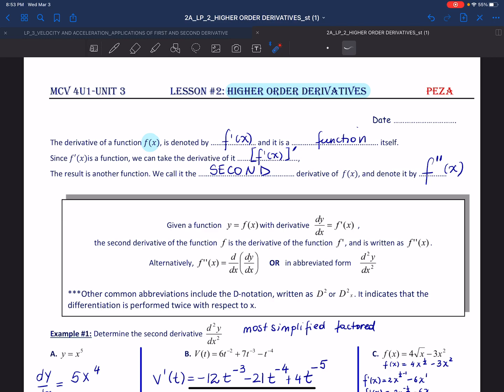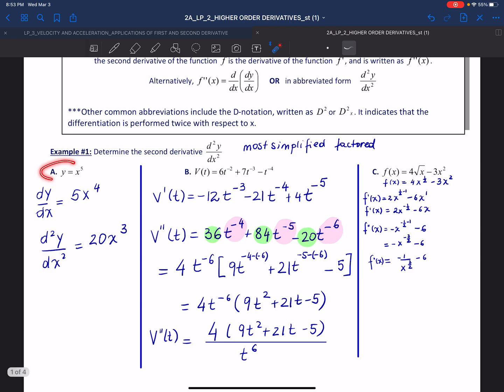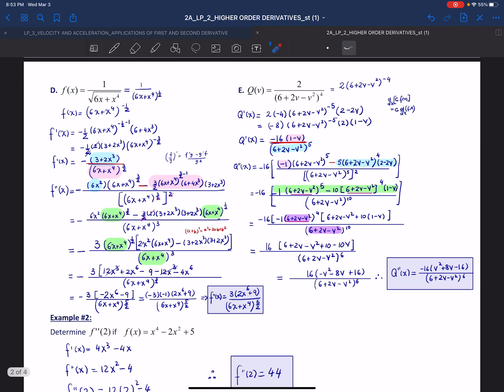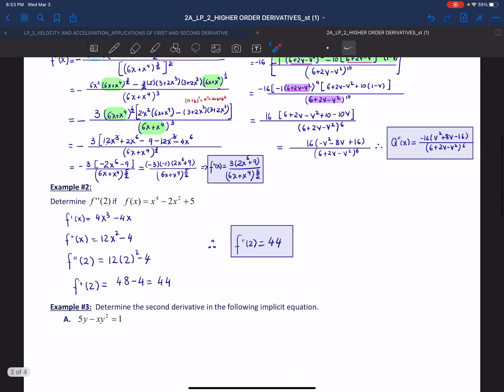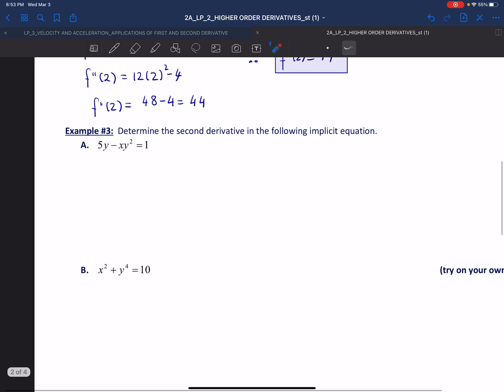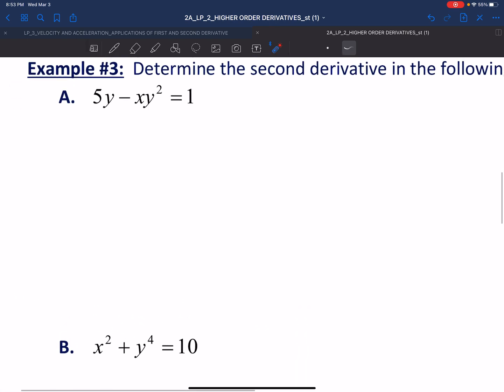Hello and welcome back to the third part of the higher order derivatives lesson. So far we practiced how to find the second derivative in functions where we had to apply the power rule. And then we looked at some functions where we had to apply both the product and quotient rule as well as the power rule always. And now we are going to practice how to find the second derivative in implicit equations. So our first example for implicit equations will be number 3a.